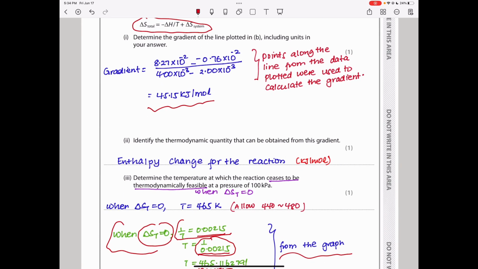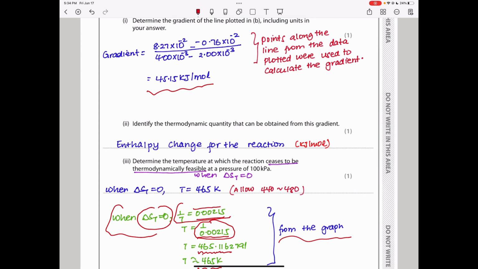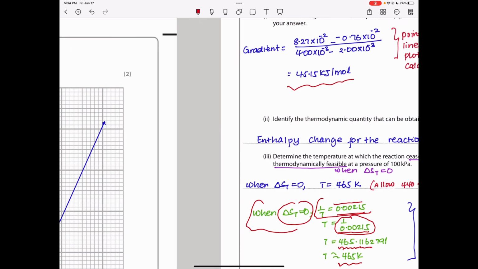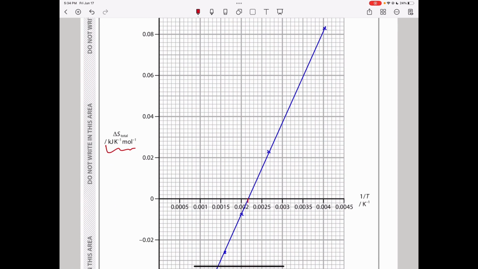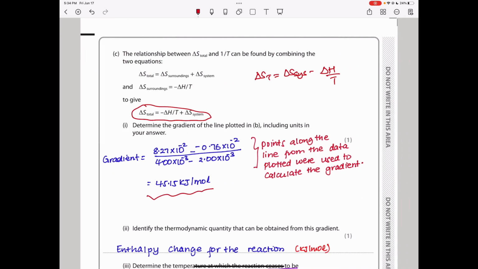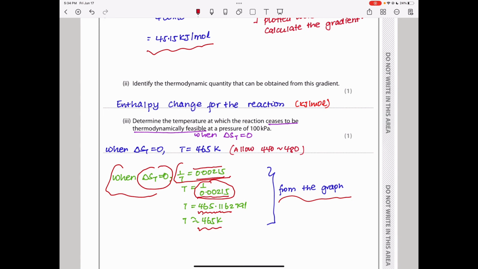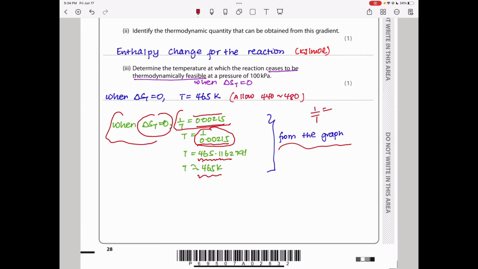If you look at the graph, for me, I got 0.00215, taking you back, 0.00 somewhere, 215, about that. So again, to go back, that is where I got that value. And since 1 over T is that, make T the subject, and then it will be 465 Kelvin. So let us continue to the next.